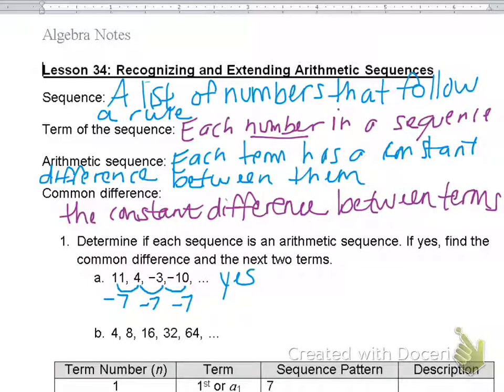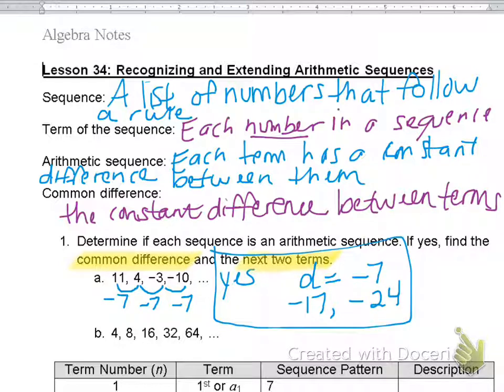And it's also asking that we point out what the common difference is and the next two terms. So we represent the common difference usually as just D for difference. And the common difference is negative 7 because it's going down 7 each time. And then the next two terms would be negative 10 minus 7, which is negative 17, and negative 17 minus 7, which is negative 24. So there's our box of answers there.